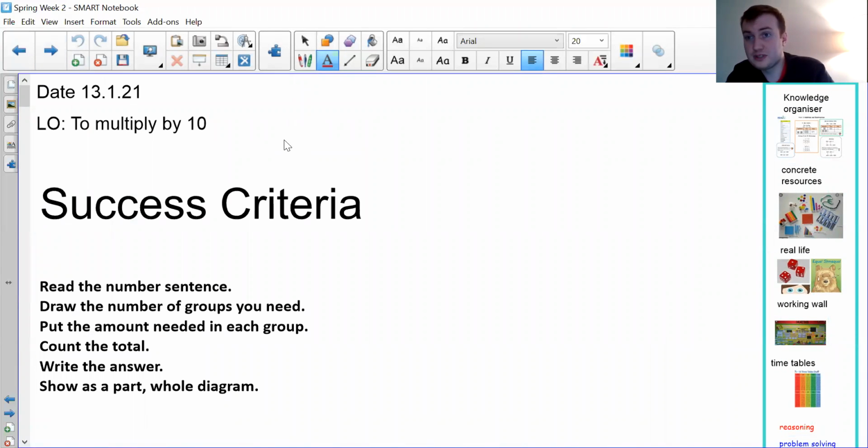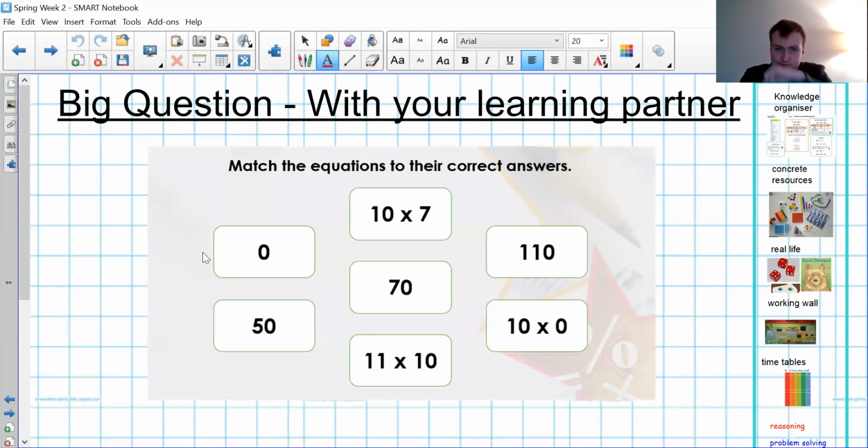Right. So yesterday we looked at multiplying in twos. Today we're looking at tens. Okay, so you've got 3 number sentences and 4 answers. You need to match the number sentences to the answers and find the odd one out. So pause the video, have a go.